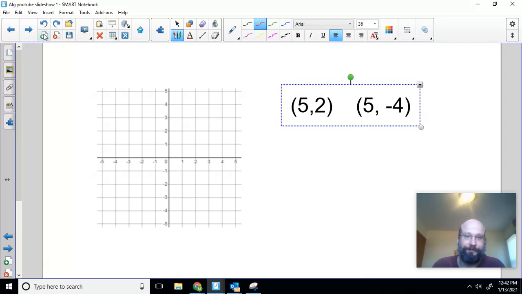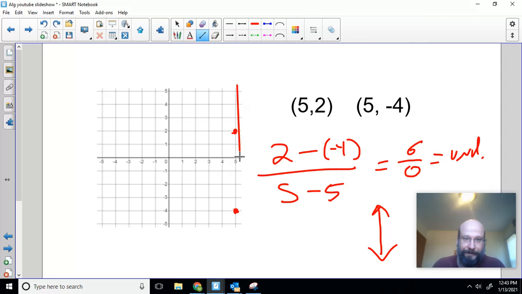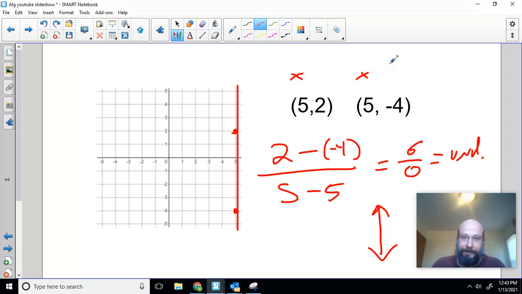For this one, my x's are the same. So I'm going to have 2 minus -4 over top of 5 minus 5, which equals 6 over 0, which means my slope is undefined because you can't divide anything by 0, which means it's a straight up and down slope. And again, if I put these, (5, 2) is here, (5, -4) is here. And so if I connected them, I would see that my line goes straight up and down. It has a slope of undefined. So when your x's are the same, then that's an undefined slope.